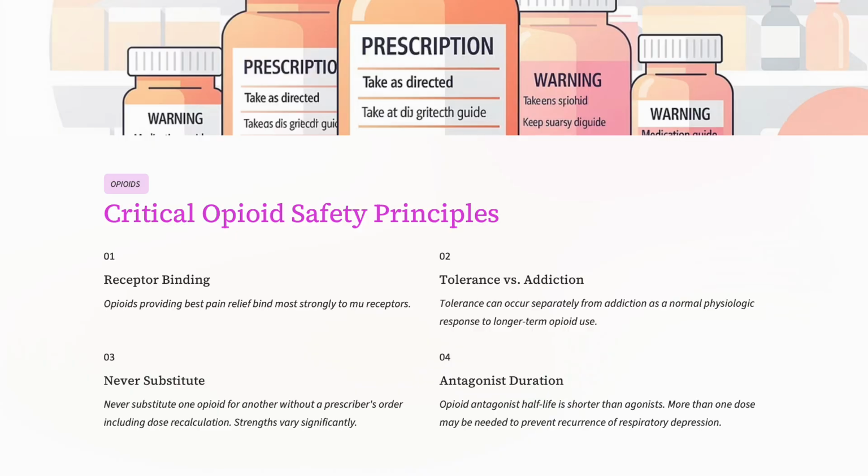We don't ever want to substitute one opioid for another without the doctor saying it's okay. For example, a patient may be taking 5 milligrams of Norco, and you're like, oh, well, they ran out of their Norco, but I've got some Percocet from when I had surgery, and so I'm just going to give them that 5 milligrams of Percocet.